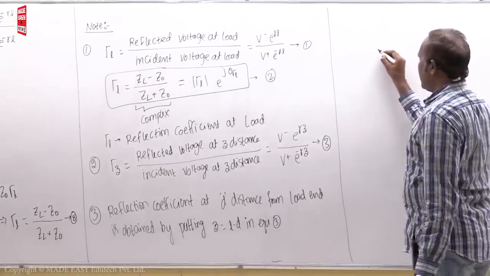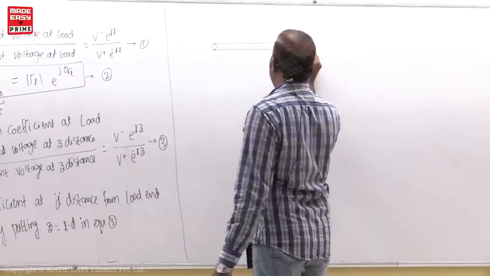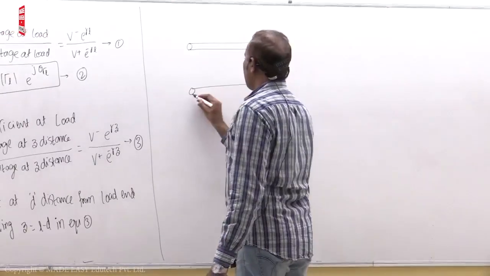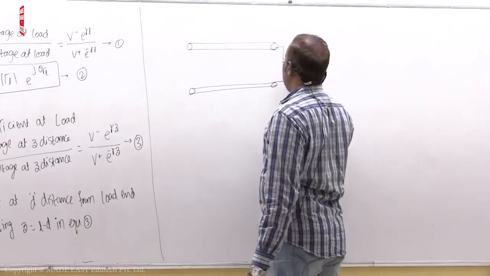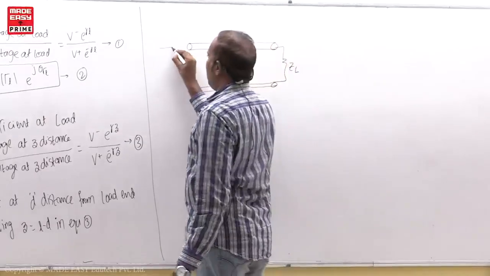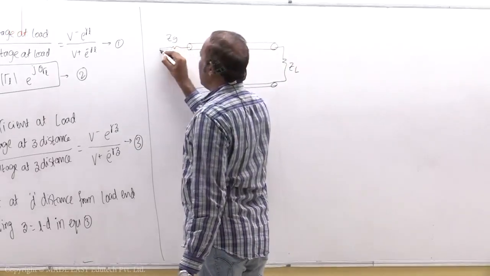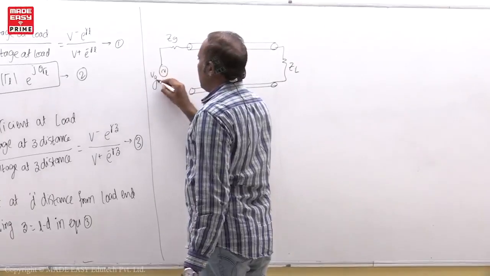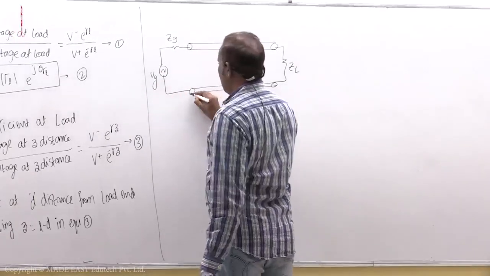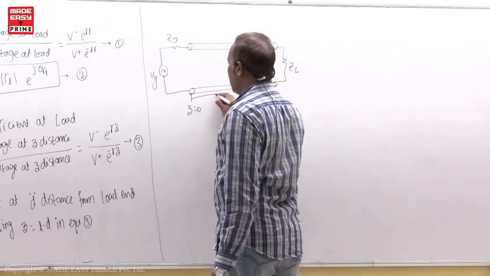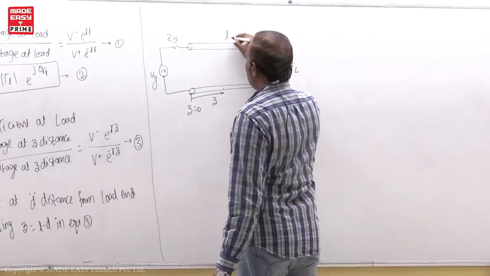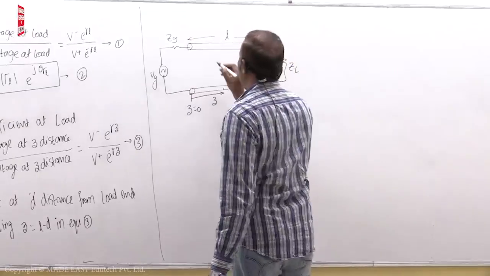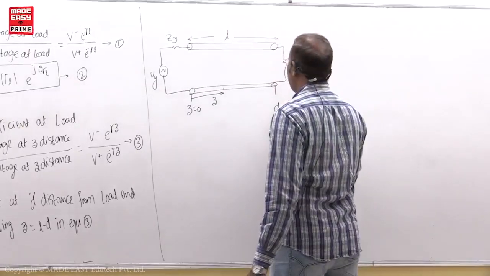Now what is that? I will draw the diagram here. So this is the transmission line and this is ZL, this is ZG, this is VG. Now this is Z0, this is at Z distance. Total length is L. Now at the load end, d is equal to 0.